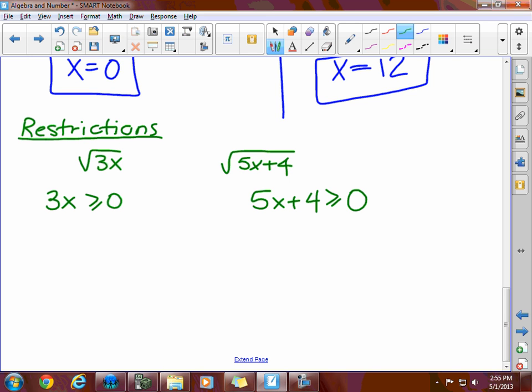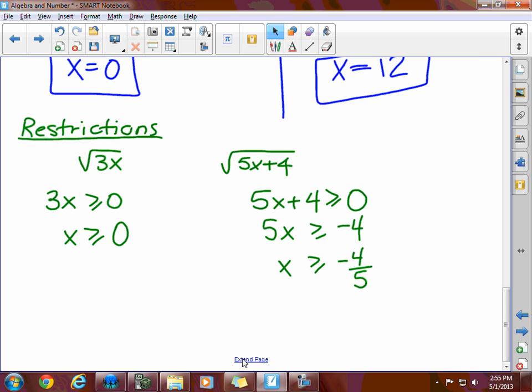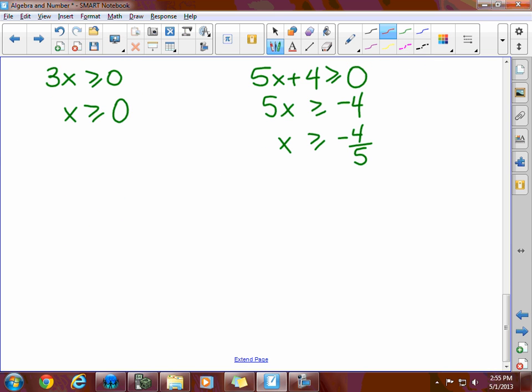So if we start solving this, x has to be greater than or equal to 0. Just divide by 3. On this side, I'm going to have 5x is greater than or equal to negative 4. Then I divide the 5 out. x has to be greater than or equal to negative 4/5. So both of these are talking about the same variable x. So we should examine where this lies, or what it looks like, on the number line. So here's my number line. Let's say this is 0. Here's 1. Here's negative 1.